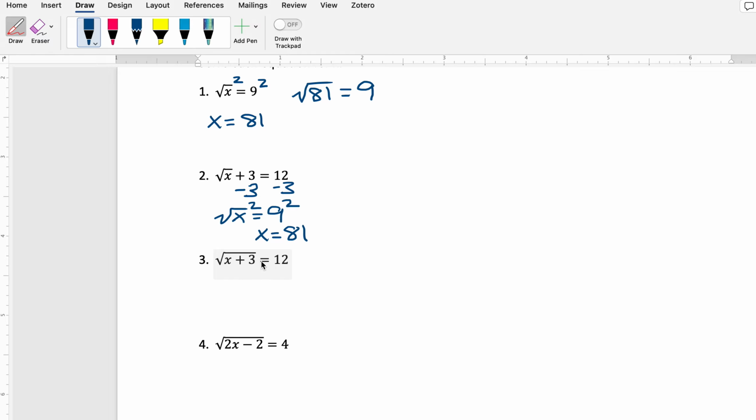So instead of subtracting the 3 first and then squaring, I'm actually going to square both sides first. Then I'm going to undo the plus 3 by subtracting 3 from both sides. When I square both sides, I get x plus 3 equals 144. Now, when I subtract 3 from both sides, I get x equals 141.